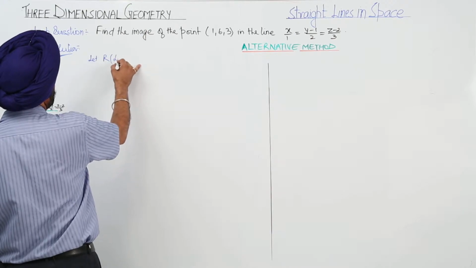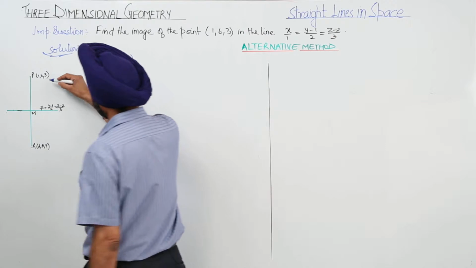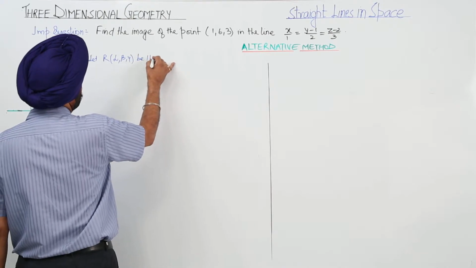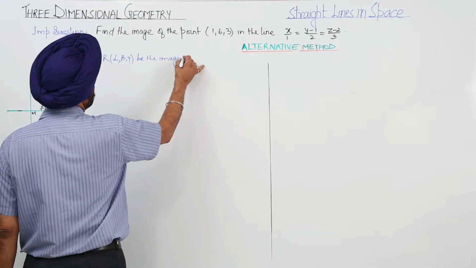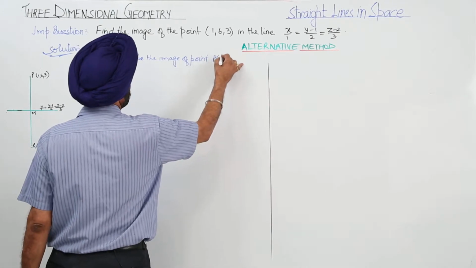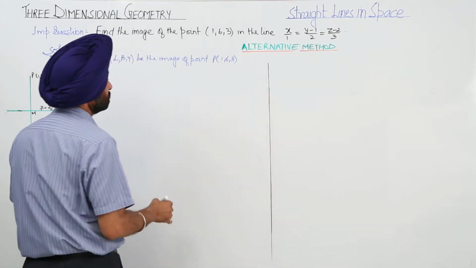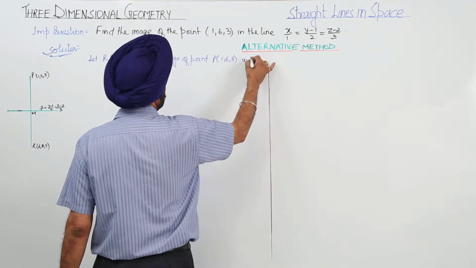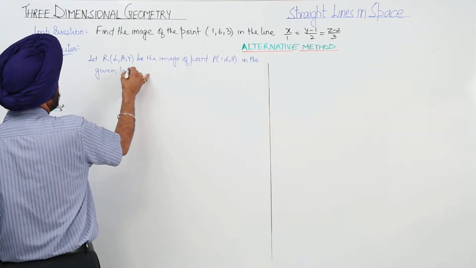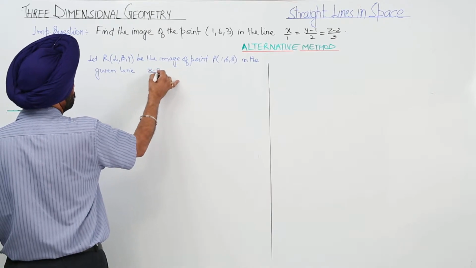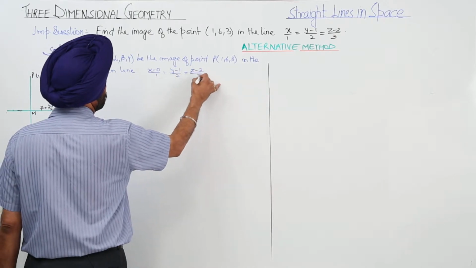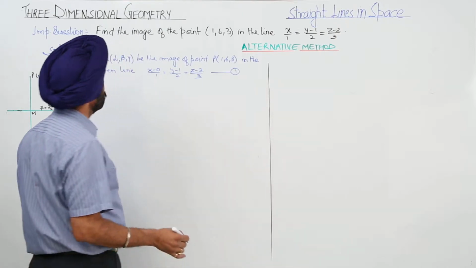Okay. So now let point R with the coordinates alpha, beta, gamma. Here in the figure, this is point P and this is point R. Let point R (alpha, beta, gamma) be the image of point P (1, 6, 3) in the given line x minus 0 upon 1, y minus 1 upon 2, z minus 2 upon 3. So let this be equation number 1, the given line.